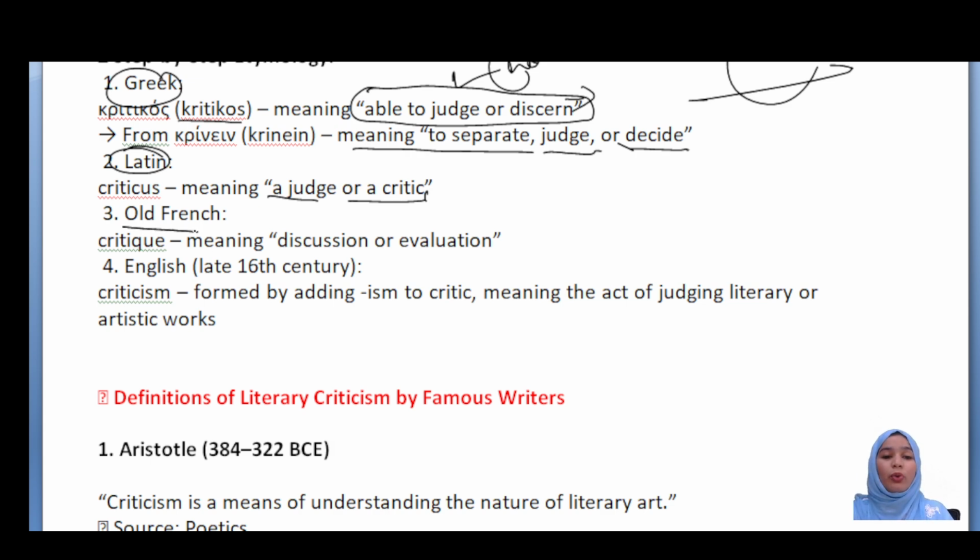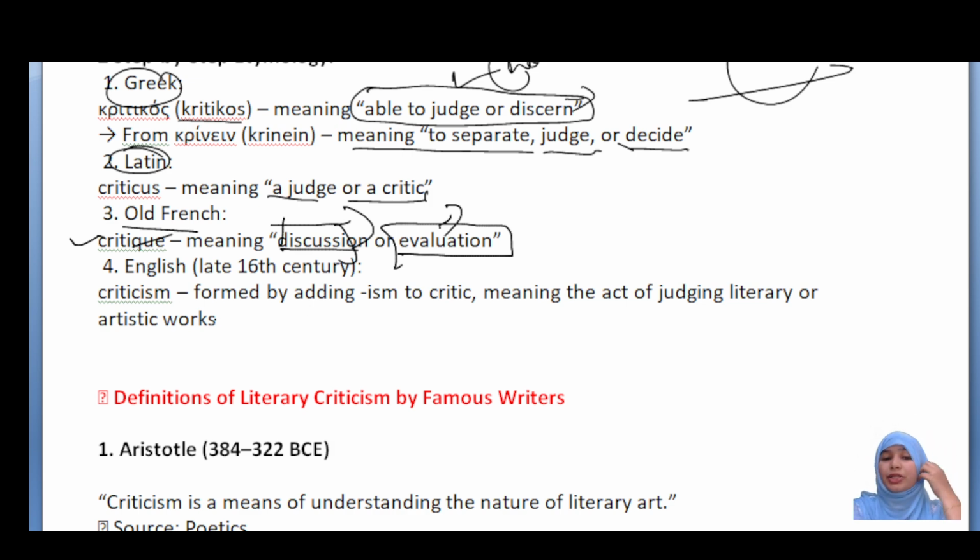And next, what about the French word? It is critique. The meaning is discussion or evaluation. Critics means discussion or evaluation, to find out something new which is not evaluated before. Create something new no one has created before. Yes, that is what is called critic, or making any discussion.